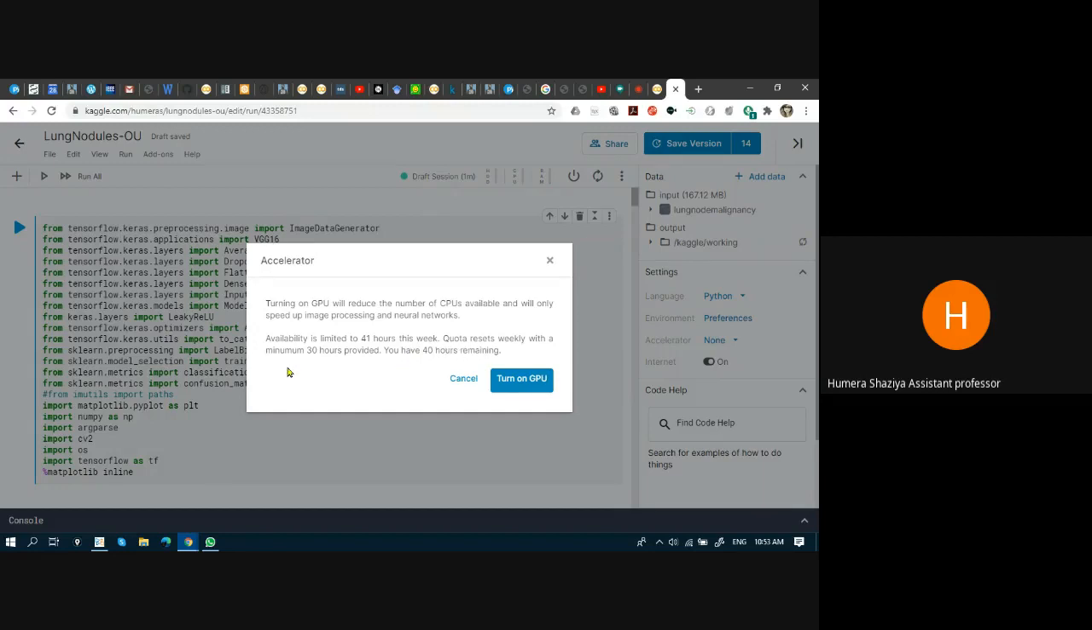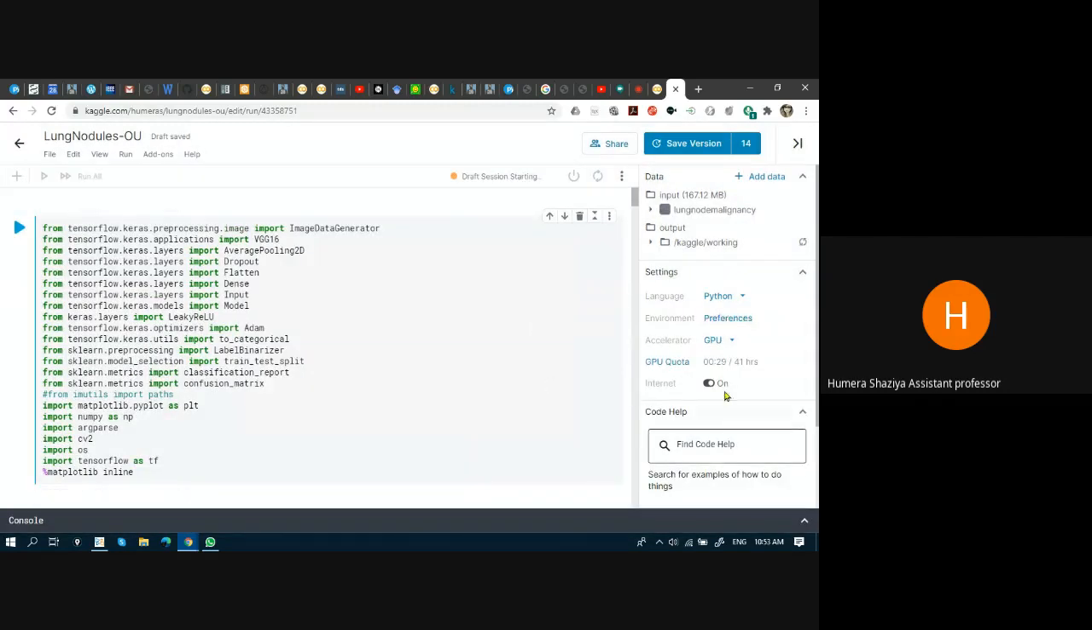Quota resets weekly with a minimum 30 hours provided. You have 40 hours remaining. Okay. So every week 30 hours of free GPU will be provided, and I'm doing this neural networks program. So I can turn on GPU and look at here, I get accelerated GPU and GPU quota out of 41 hours left. This timer has started. Look at here.